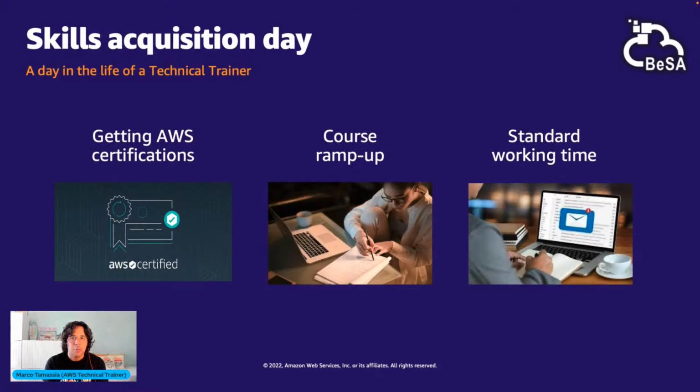Another type of activity we do during our skills acquisition day is standard working time, because at the end, we are trainers, yes, but we are also employees of a multinational company. So we need to send and write emails. So we read emails, we join meetings, we talk to our manager, we join team meetings, we have chats with our peers, we meet with colleagues, we work on personal projects. So there is standard working time that we spend during our skills acquisition day.